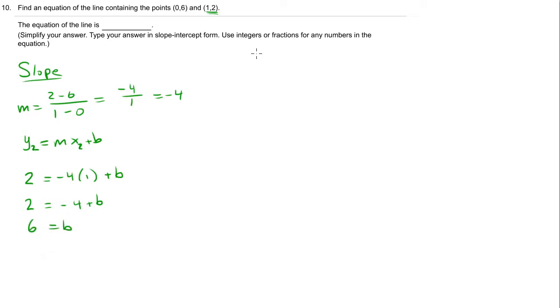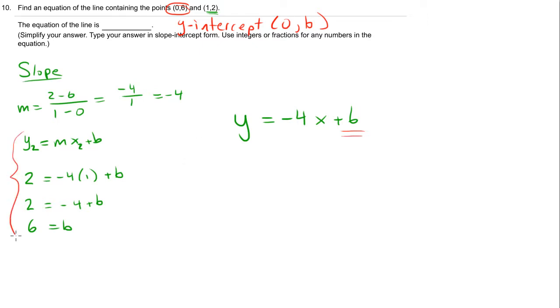So that gets me the equation y is equal to negative 4x plus 6, which I'll have you note, this right here, that's the y-intercept. That's 0, b. So we were actually given b, and we could have done that, but I just wanted to do it this way as practice.